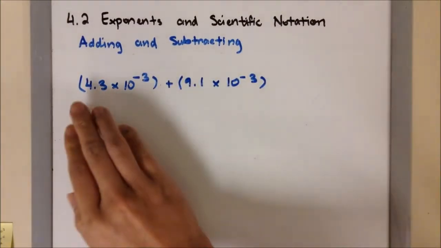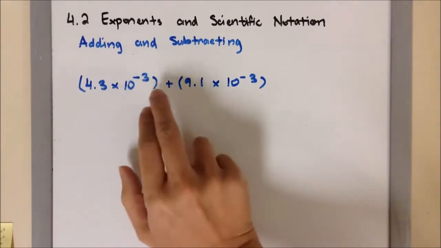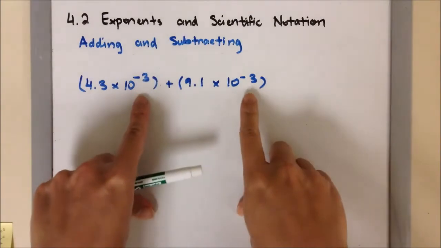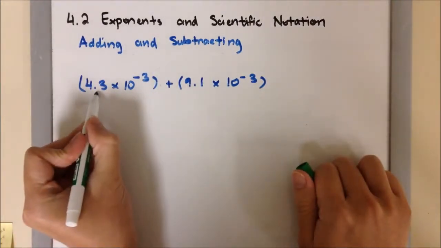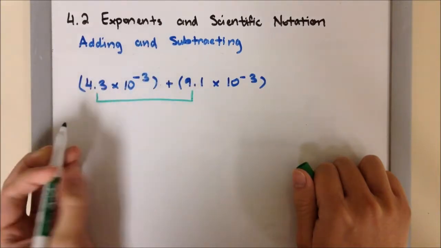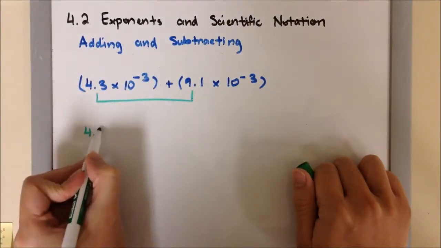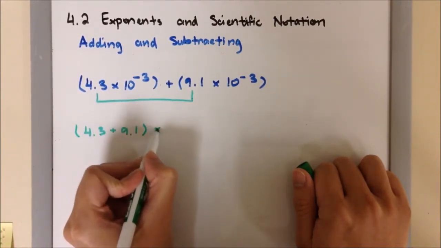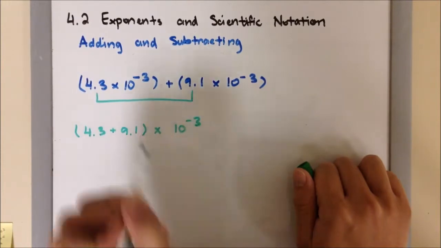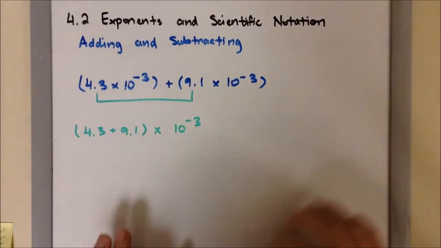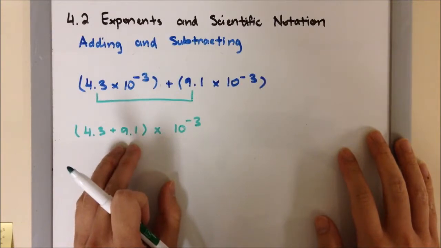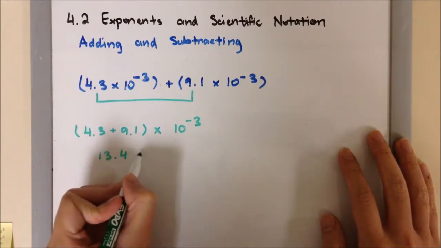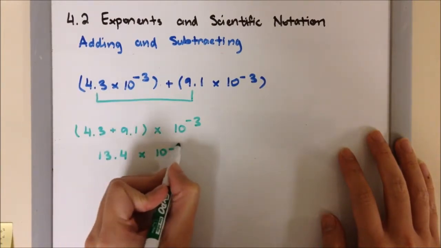In example 2, we have 4.3 times 10 to the negative third plus 9.1 times 10 to the negative third. So they both have the same exponent of 10, so I can combine these, meaning I'm going to add them together. So 4.3 plus 9.1 times 10 to the negative third. So when I do that, 4.3 plus 9.1, it will be 13.4 times 10 to the negative third.